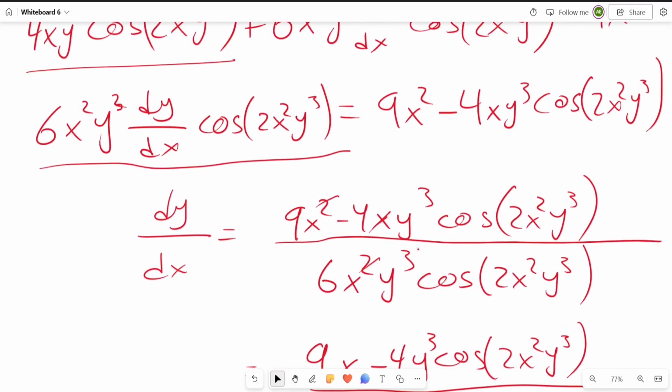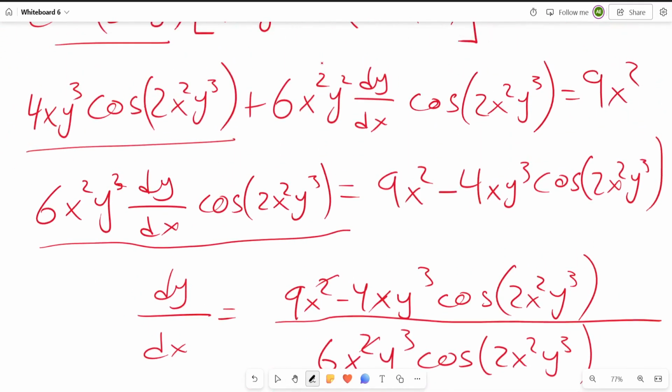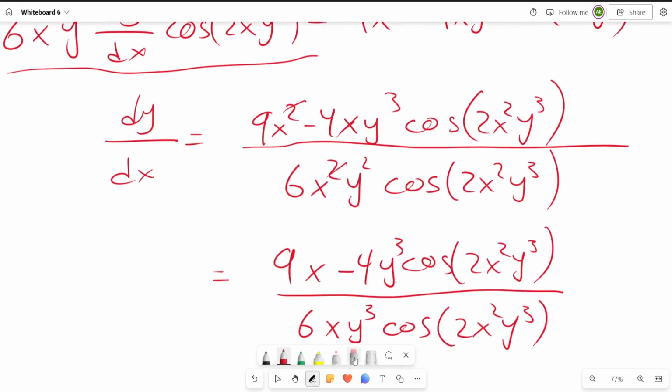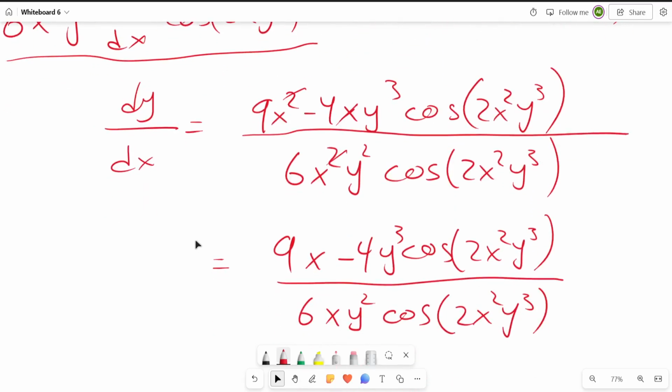Sorry, this part over here was 6x squared y squared. I don't know why I changed it to y cubed. So this is supposed to be y squared. So when we divide, this is going to be also y squared, and over here this is going to be y squared, and this is basically the answer. Right. Let's take another example.